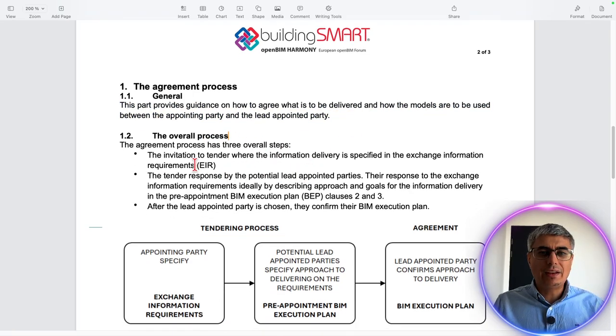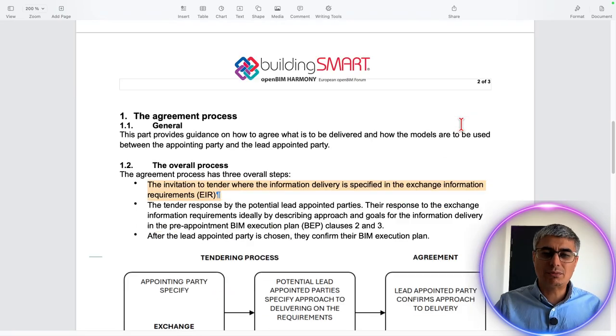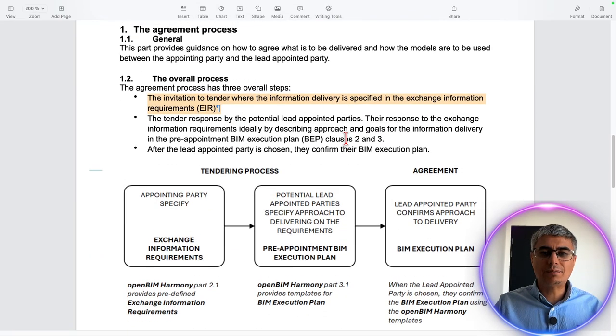The overall process. The agreement process has 3 overall steps. The invitation to tender, where the information delivery is specified in the exchange information requirements. The tender response by the potential lead appointed parties, their response to the exchange information requirements, ideally by describing approach and goals for the information delivery in the pre-appointment BIM execution plan, clauses 2 and 3. After the lead appointed party is chosen, they confirm their BIM execution plan. Or how this figure right here is showing it.